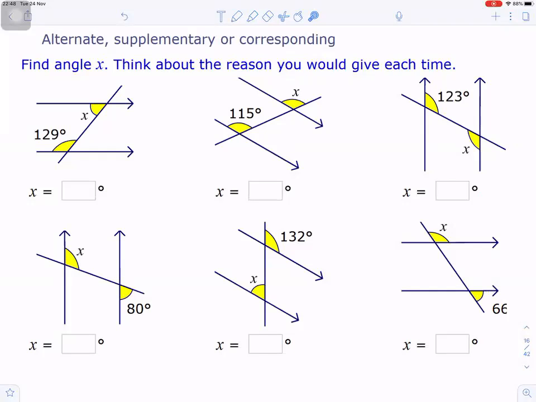Alternate, supplementary, and corresponding angles. Find angle X. Think about the reason you would give each time. So you need to find angle X for all these different diagrams, and you think of the reason you give each time. You can try it and then you come back and see how I have done it.